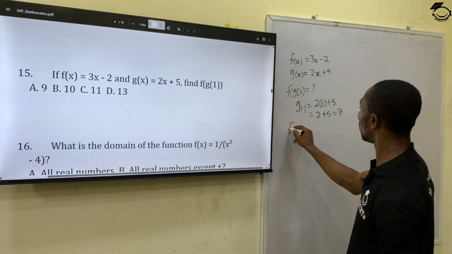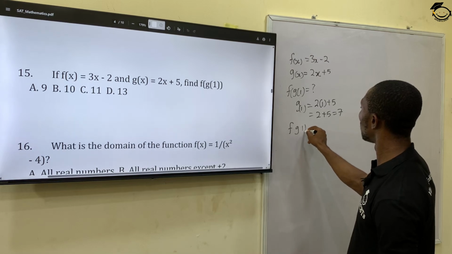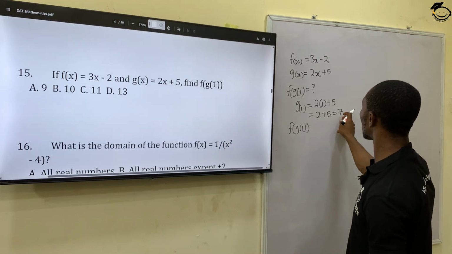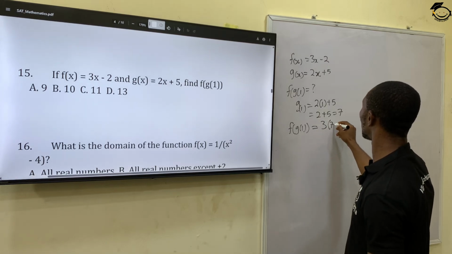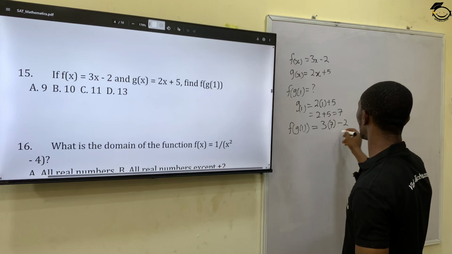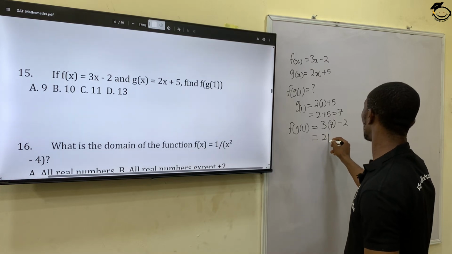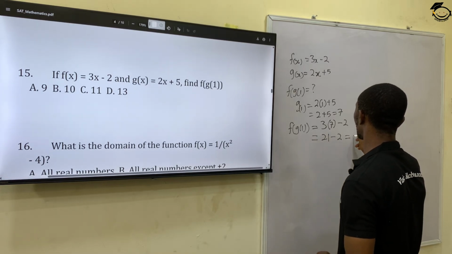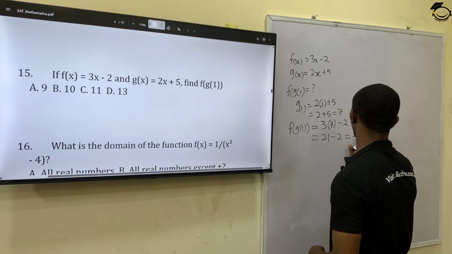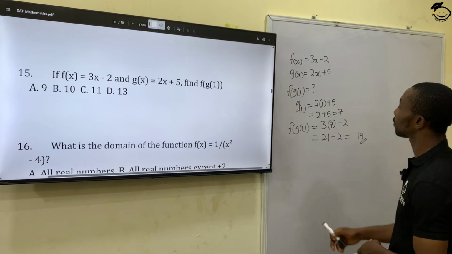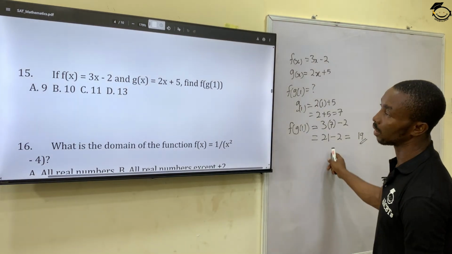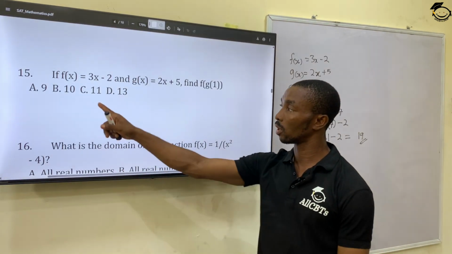Now to find fg(1), we are going to substitute our 7 for x. This gives us 3 bracket 7 minus 2, which will be 21 minus 2, which will give us 19. So the value of our fg(1) would be 19, which isn't here.